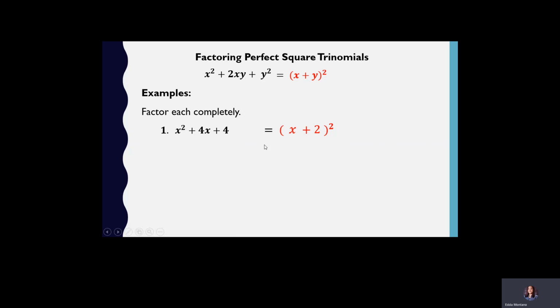How sure are you? Okay, let's verify. Multiply x and 2. That's 2x. 2x times 2. Okay, that is 4x. So meaning to say, this is a perfect square trinomial and our answer is correct.